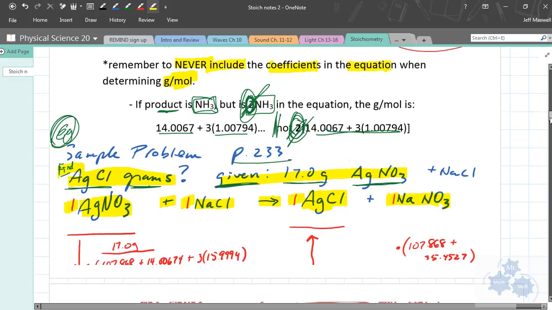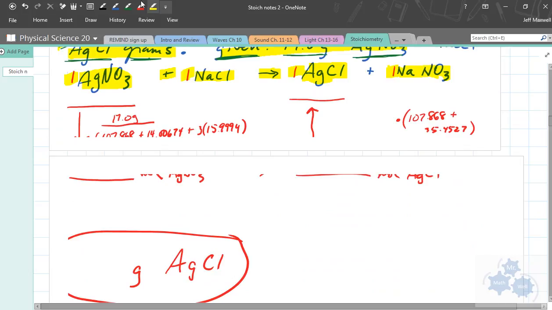All right, so if we do our flow chart, and for some reason we do have some things missing, I'm going to help you out here. What you're going to do is write what you're given underneath the proper compound. So we've got 17.0 grams. I would suggest you write that underneath Ag.